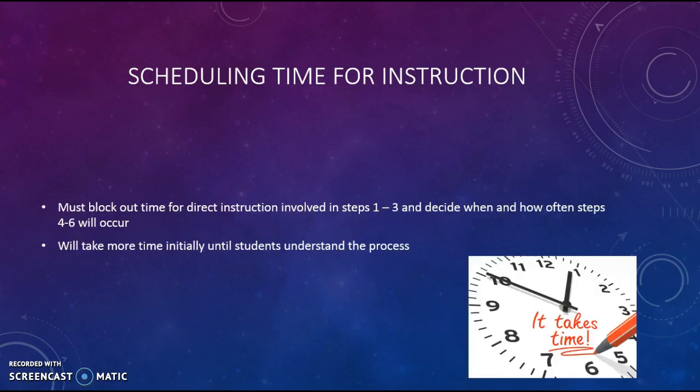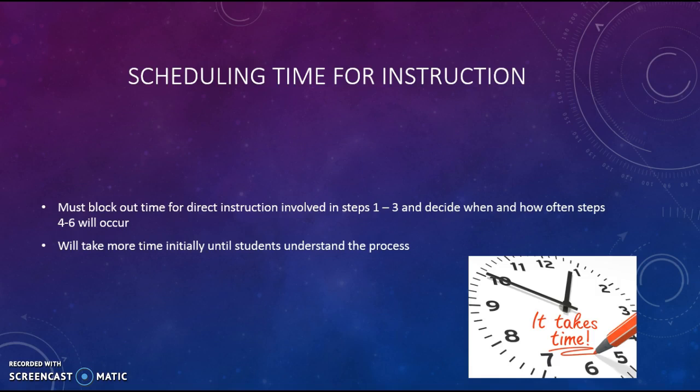The other piece is that you have to think about scheduling the time for instruction. So you want to block out that time for 1 through 3, especially with that direct instruction, and then you need to kind of decide how often are you going to do 4, 5, and 6. Is it once a week? Is it going to be a couple times a week? Maybe more at the beginning, less at the end, or maybe you're going to do 4 on this day and 6 on this day, or 5 on this day. Kind of depending on your schedule.